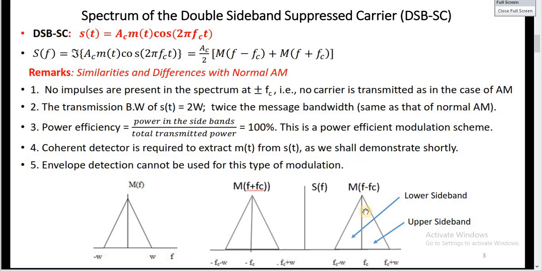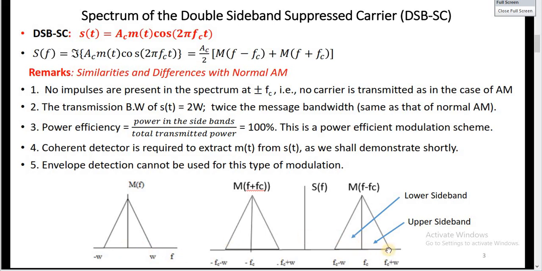Yani we observe that an impulse at fc is missing as compared to the normal AM signal. So this is what suppressed carrier means, that we do not transmit the carrier as in the case of normal amplitude modulation. The transmission bandwidth of S of t equal twice the message bandwidth. So this is a message with bandwidth W. When this message is double sideband modulated, the transmission bandwidth is Fc plus W minus Fc minus W, which is the difference between the highest frequency component and the lowest frequency component. So again, the bandwidth of the modulated signal is twice the message bandwidth.